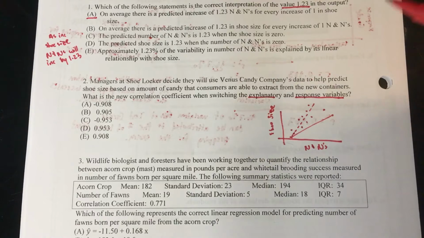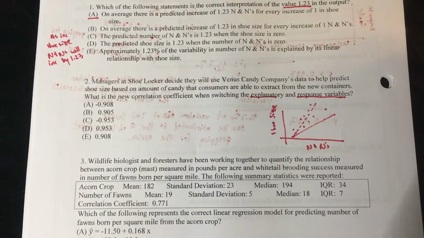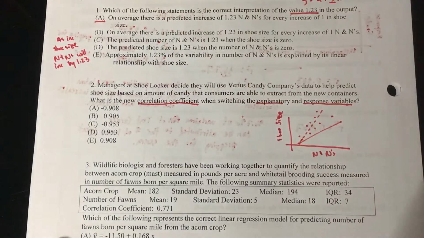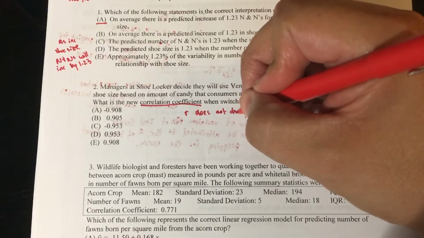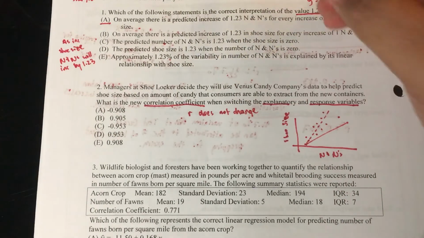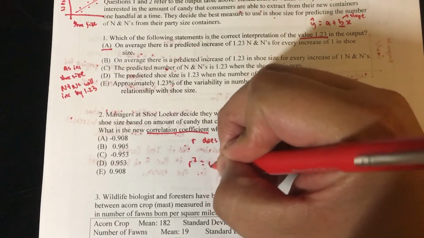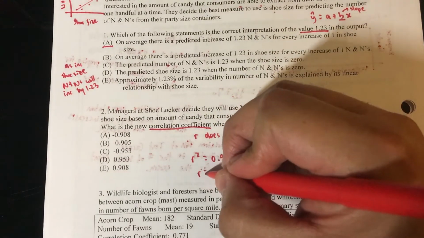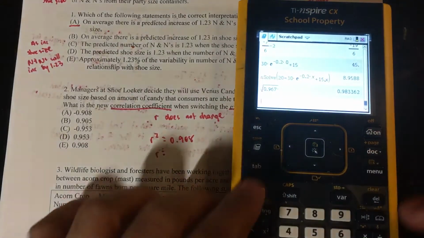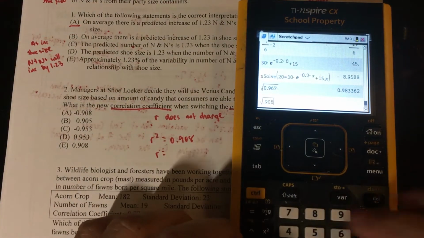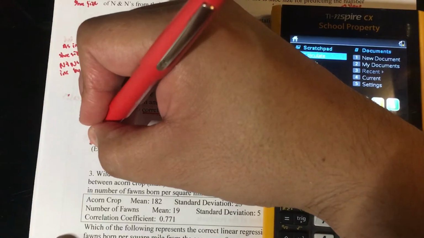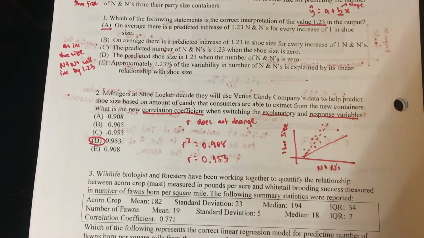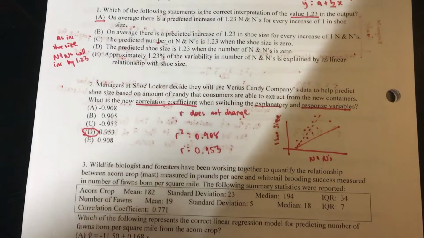And so the correlation coefficient, that r value, does not change. So r does not change. Okay, so I don't have r right now, I have r squared. So if I know r squared is 0.908, well, then r is going to be the square root of that, which is 0.953, which is answer D.